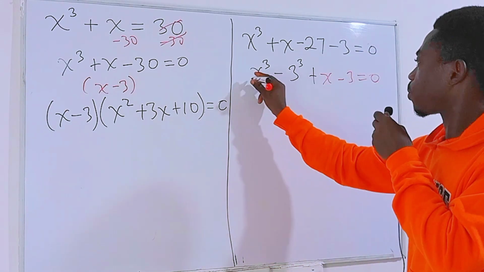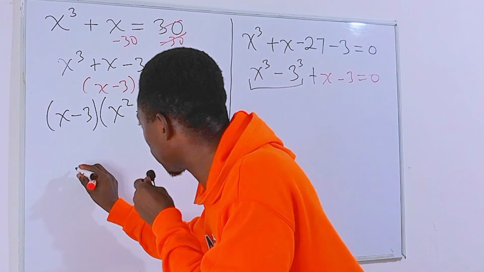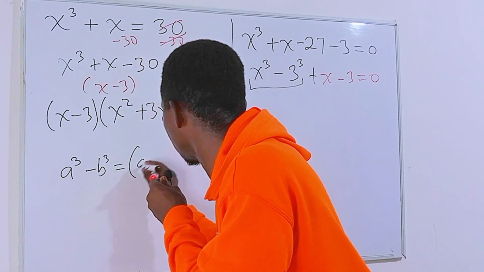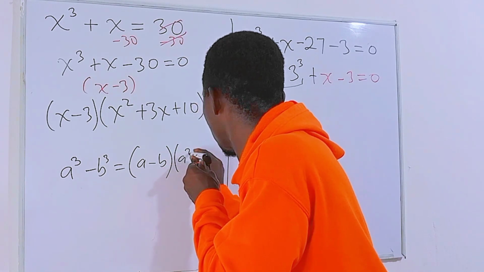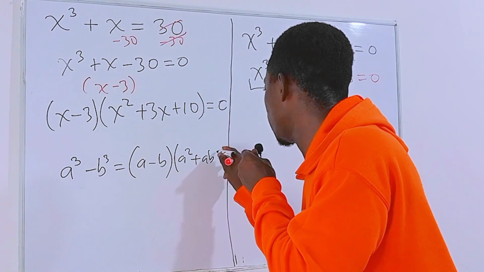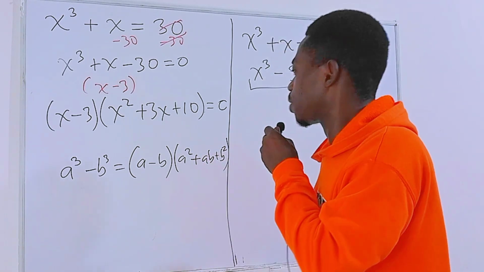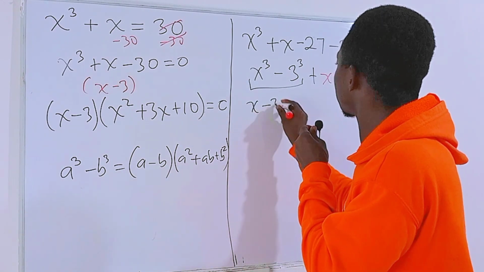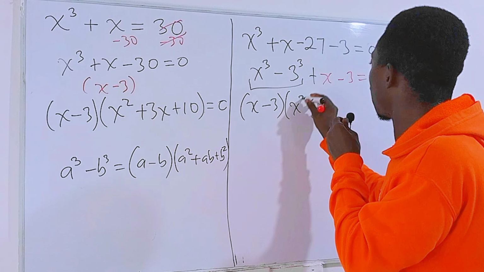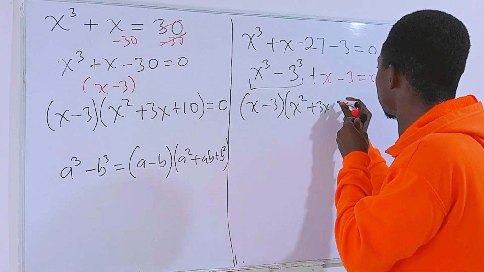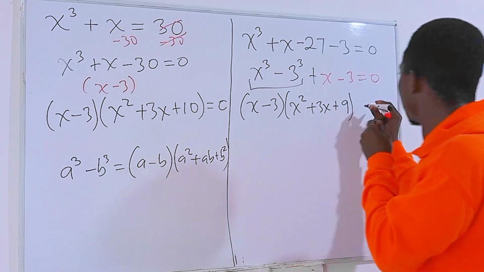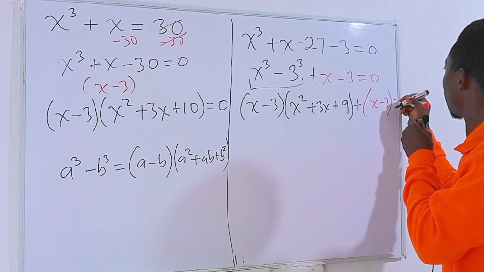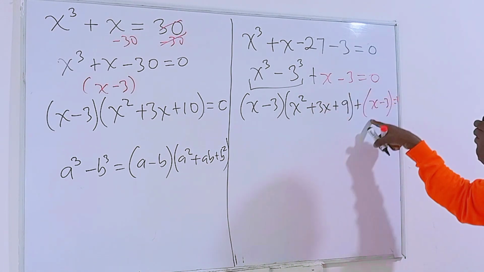Easy. Now let's check this right here out. In algebraic identities, if we have a cube minus b cube, this is the same as a minus b times a squared plus ab plus b squared. So we can rewrite this in this form. So we're gonna have x minus 3 times x squared plus 3x plus 9. Then we also have plus x minus 3 right here, and this is 0. So this one is what we have right here.